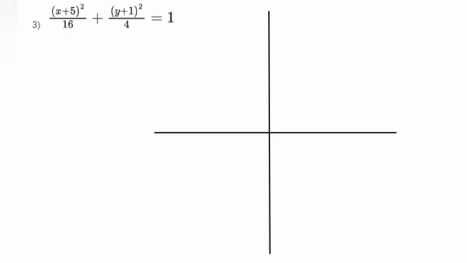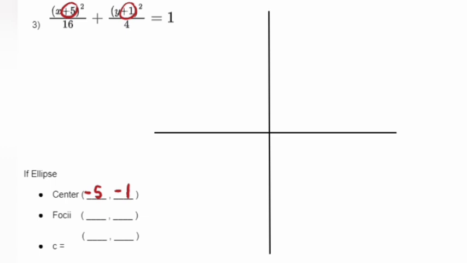Problem 3, we have two things that are squared, so it could be a hyperbola, except it's being added, not subtracted. So it could either be an ellipse or a circle, but the bottoms of the fractions are two different numbers, so it has to be an ellipse. Since it's an ellipse, we will ignore all the other boxes on the problem.